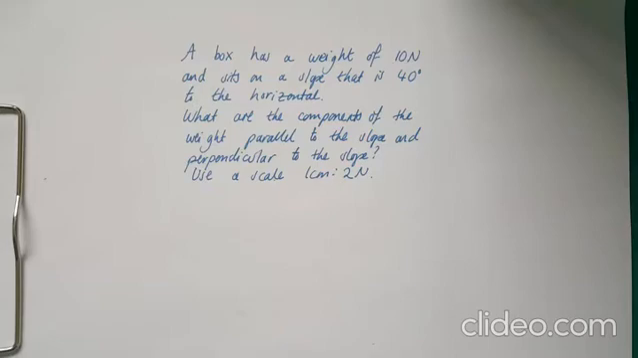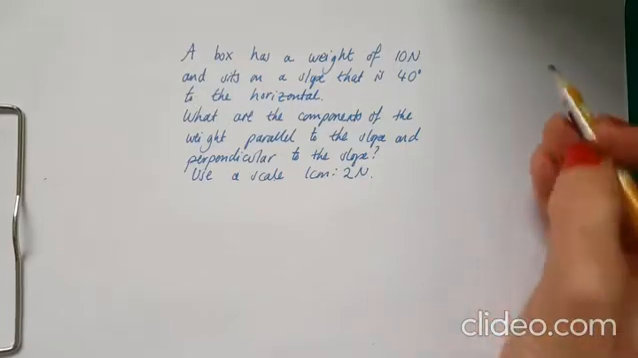In this question we're told a box has a weight of 10 newtons and sits on a slope that is 40 degrees to the horizontal. What are the components of the weight parallel to the slope and perpendicular to the slope? Use a scale 1 centimetre to 2 newtons.